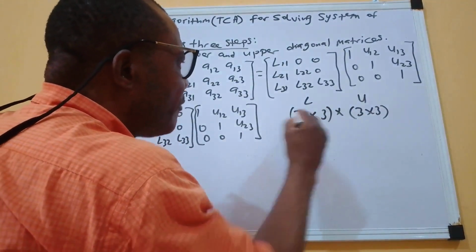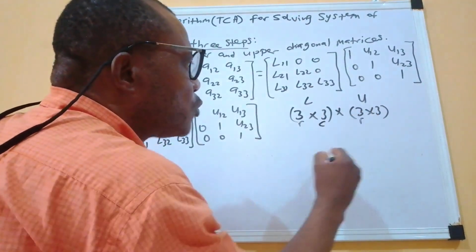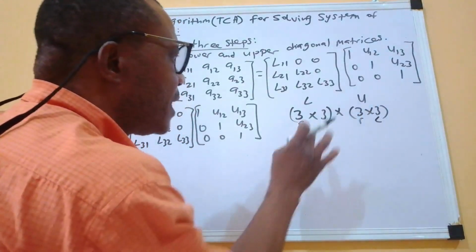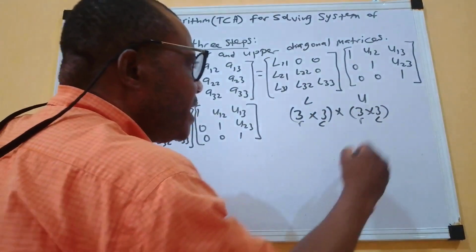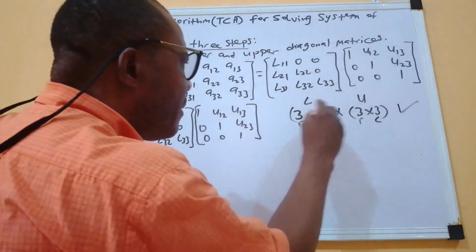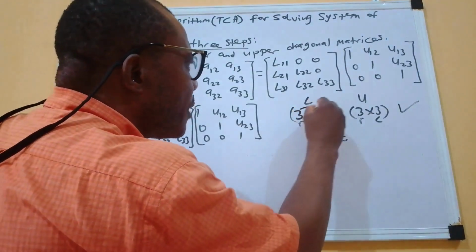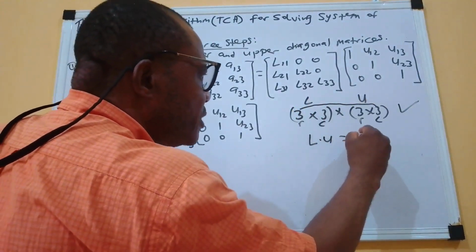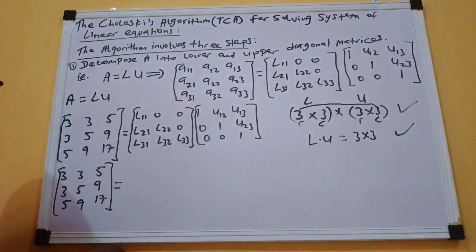Look, this is the number of rows in L, the number of columns in L, the number of rows in U, the number of columns in U. Now look at it. The number of columns in L equals the number of rows in U, so they are compatible. So our resulting L dot U will be a 3 by 3 matrix. That is how to check for compatibility when you are dealing with multiplication of matrices.